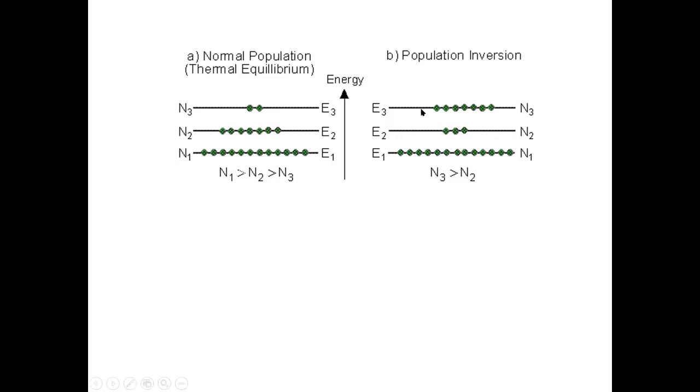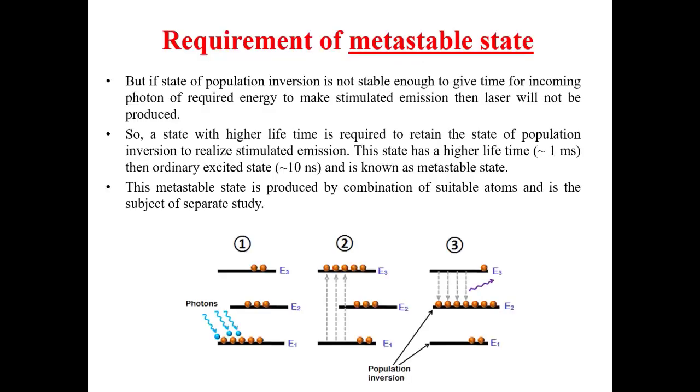Although we have attained a higher number of electrons in the higher energy state, what if they do not stay there for long? As we know, electrons in a higher energy state can stay there only up to about 10 nanoseconds. So if the state of population inversion is not stable enough to give time for an incoming photon of the required energy to cause stimulated emission, then laser will not be produced. So a state with a higher lifetime is required to retain the population inversion to realize stimulated emission. This state has a higher lifetime of about 1 millisecond, and it is known as the metastable state.